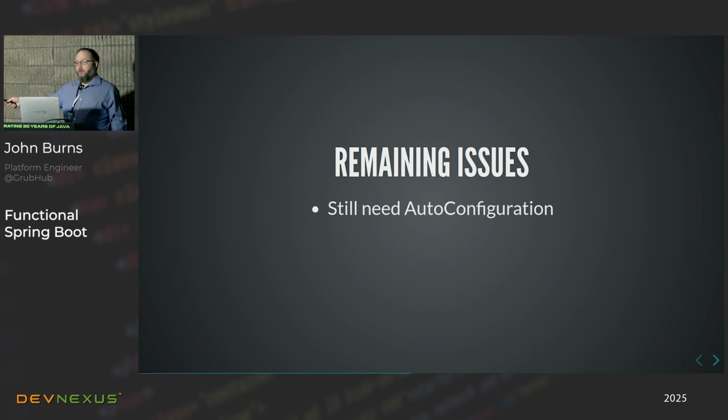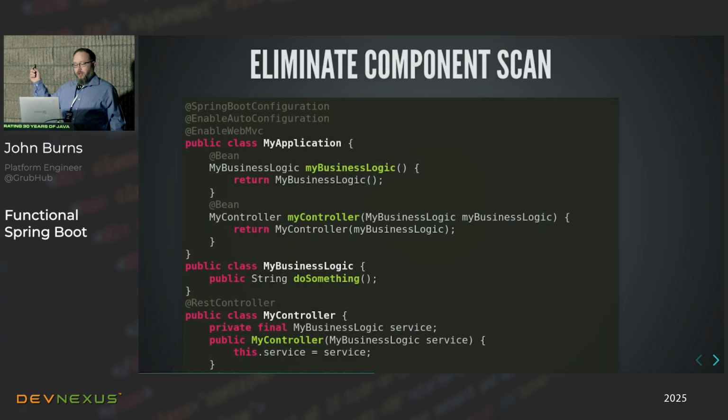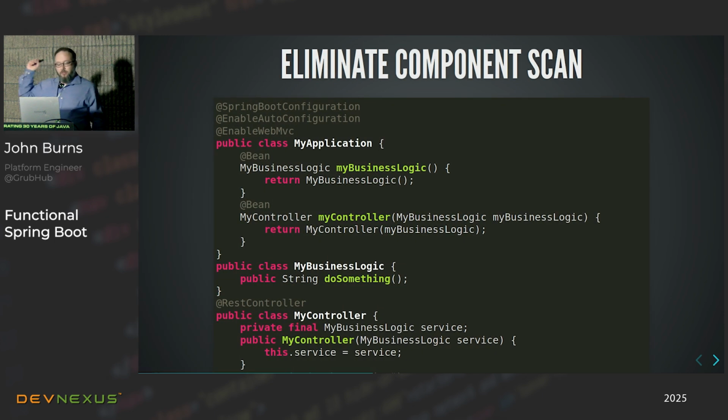So even though we are not doing a component scan, I will actually call this out specifically. The Spring Boot application annotation that is very popular that you start your application with is actually a meta annotation. It is the Spring Boot configuration, enable auto configuration, and component scan. So what I've done in this example is I've just decomposed that into the three and then removed the component scan. So I have Spring Boot configuration and enable auto configuration still, and enable WebMVC to make it so I can serve up an API.